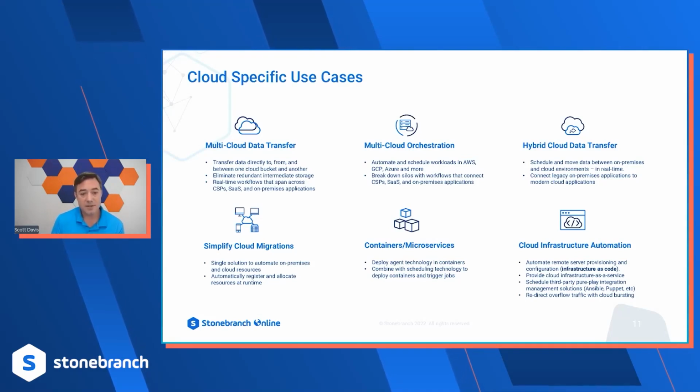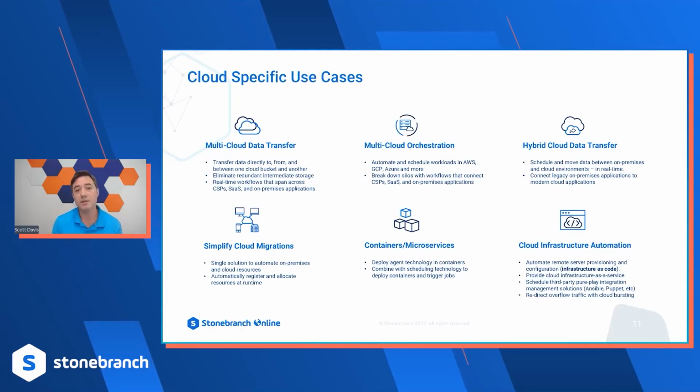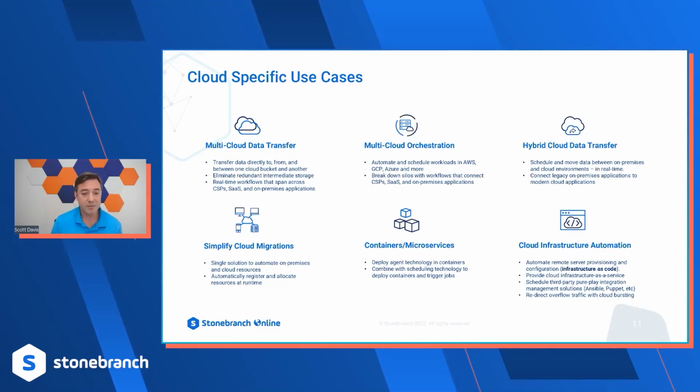In the middle, just to the right of that, you have multi-cloud orchestration. Of course, there's a whole bunch of applications that are out there, a whole bunch of SaaS applications, services within the larger cloud providers that you need to run automation in, and you need to be able to do it across all of those providers, not just a single one. So we'll talk through some of that as well. We have a use case that we'll talk about.